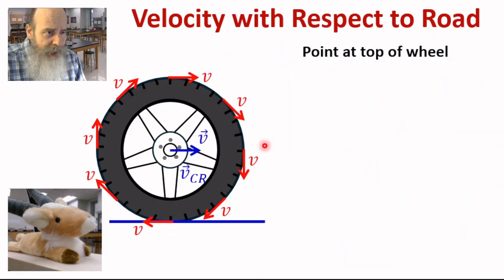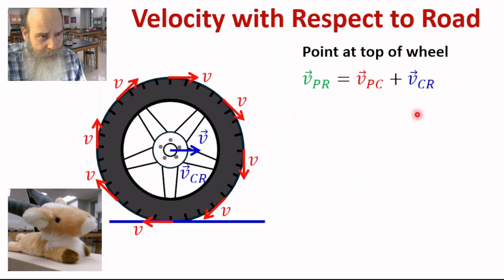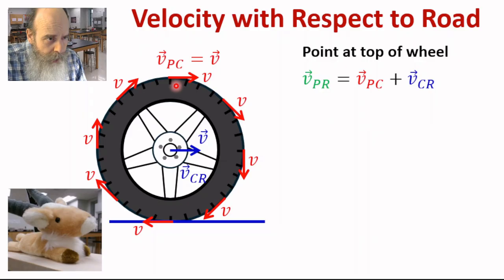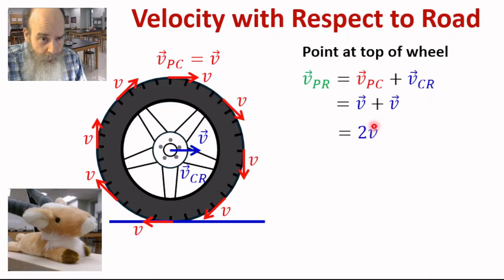So let's look at the point at the top of the wheel, and let's apply that formula. VPR equals VPC plus VCR. At the top of the wheel here, VPC is equal to V. It's directed towards the right. So let's put this relationship in our expression. So VPR is V, velocity of the point on the wheel with respect to the center of the wheel, plus VCR, which is also V, velocity of the center of the wheel with respect to the road. So we get 2V. So the point at the top of the wheel has a velocity of 2V with respect to the road.